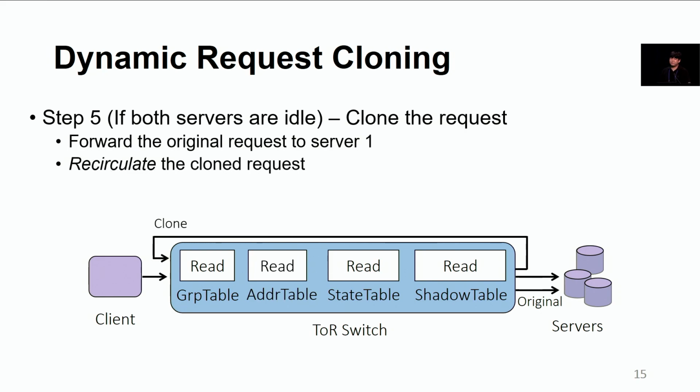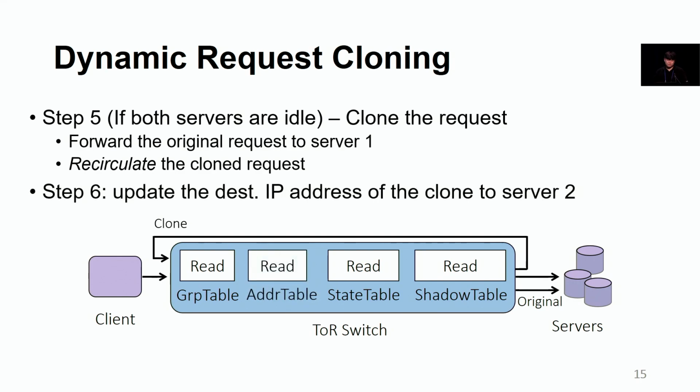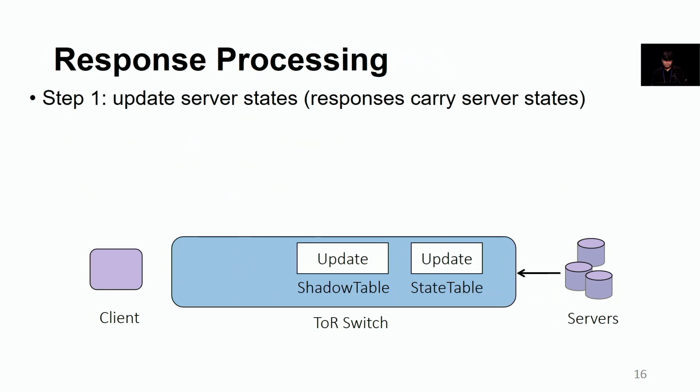This is because we cannot update the IP address of the cloned request at the time of cloning. So we make the cloned request revisit the ingress pipeline by recirculation. So after updating the destination IP address to the clone, the switch can forward the cloned request to server 2.